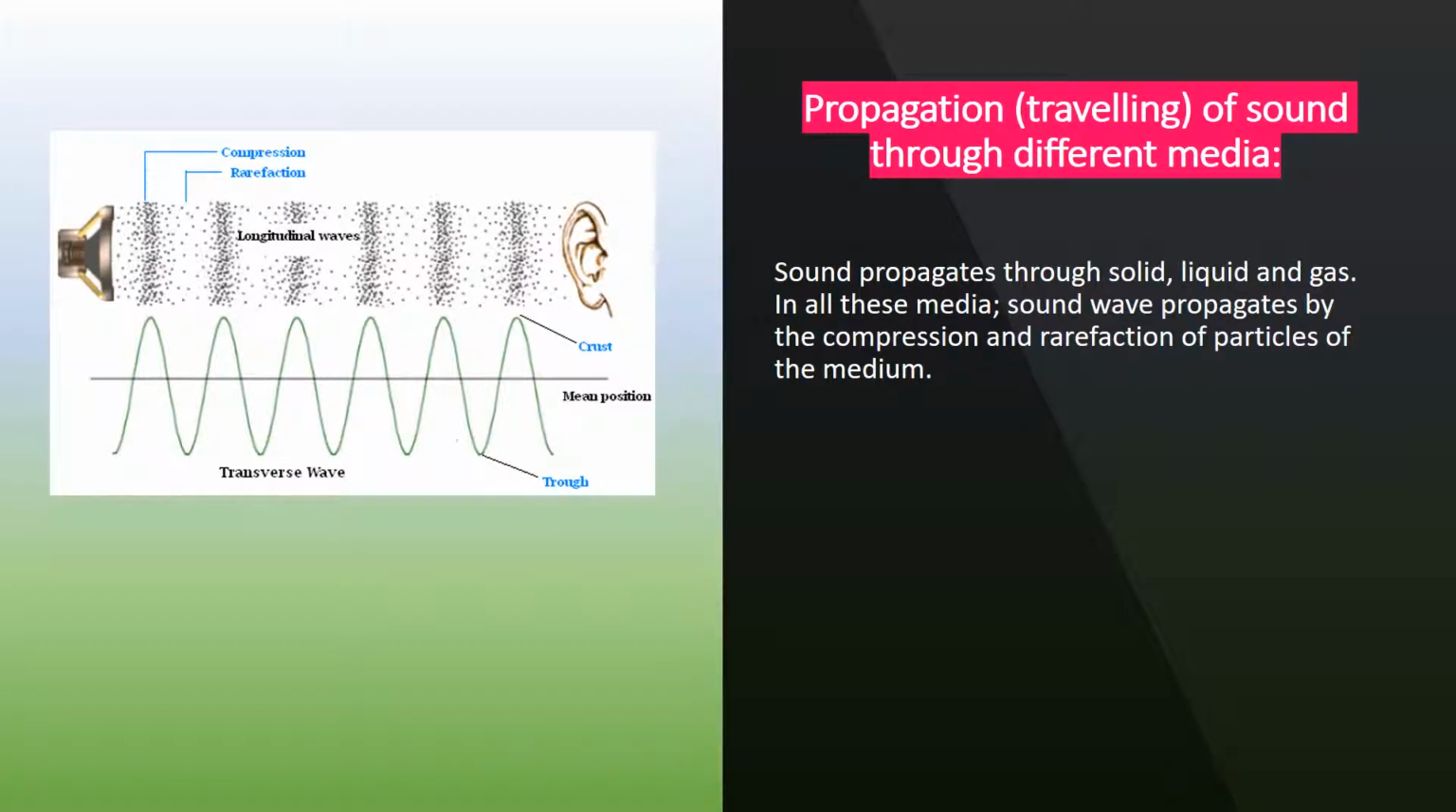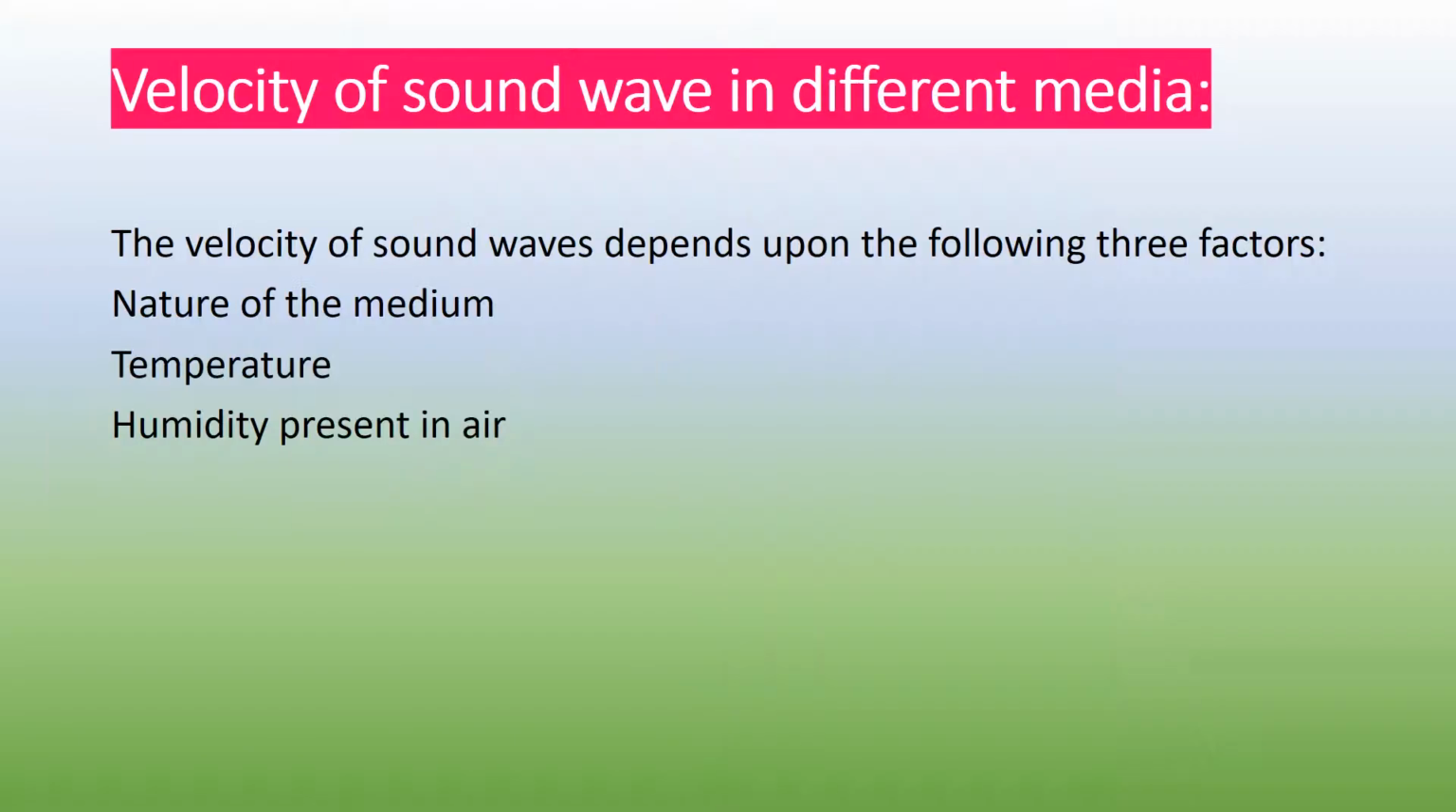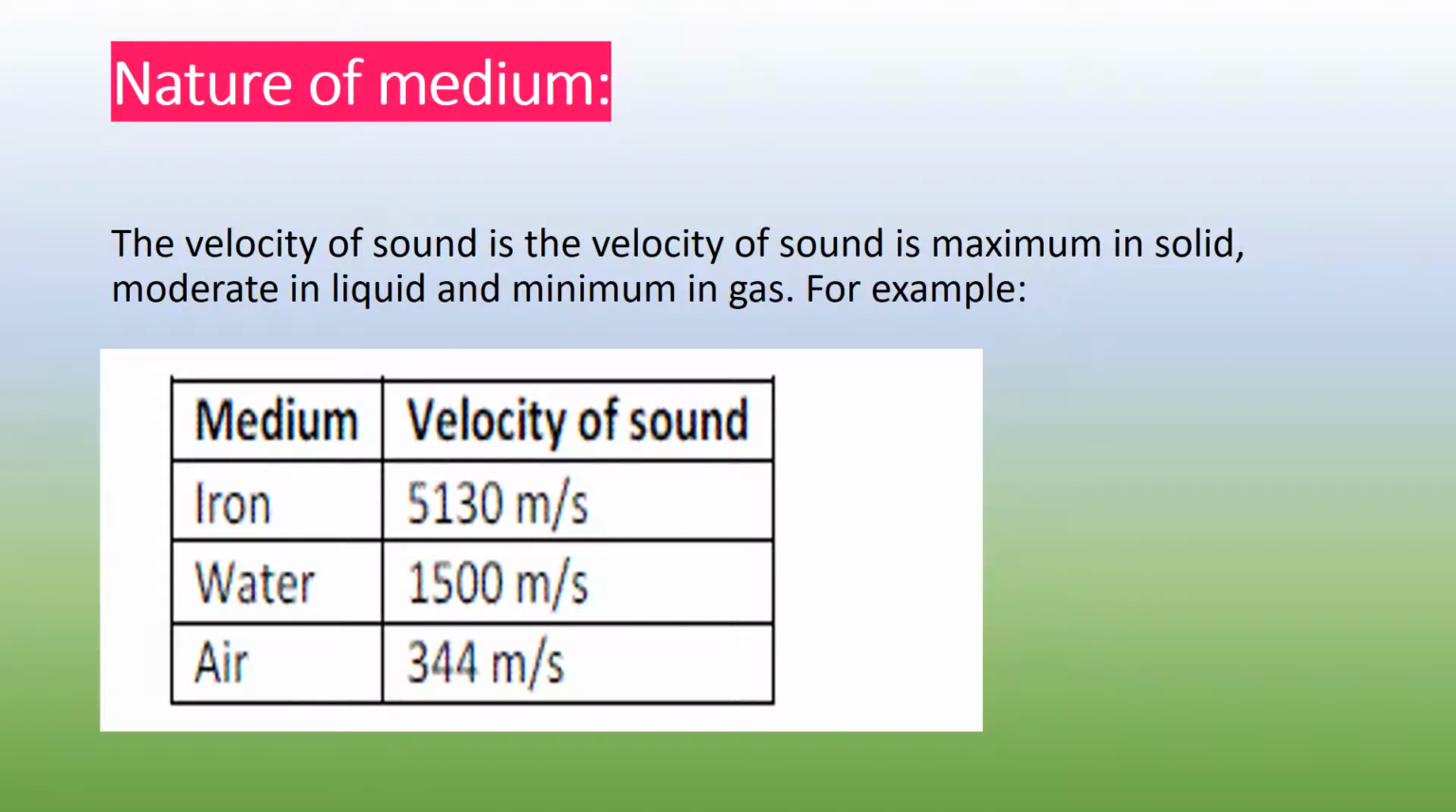Propagation, traveling, of sound through different media. Sound propagates through solid, liquid and gas. In all these media, sound wave propagates by the compression and rarefaction of particles of the medium. Velocity of sound wave in different media. The velocity of sound waves depends upon the following three factors: nature of the medium, temperature, humidity present in air. Nature of medium: the velocity of sound is maximum in solid, moderate in liquid and minimum in gas.